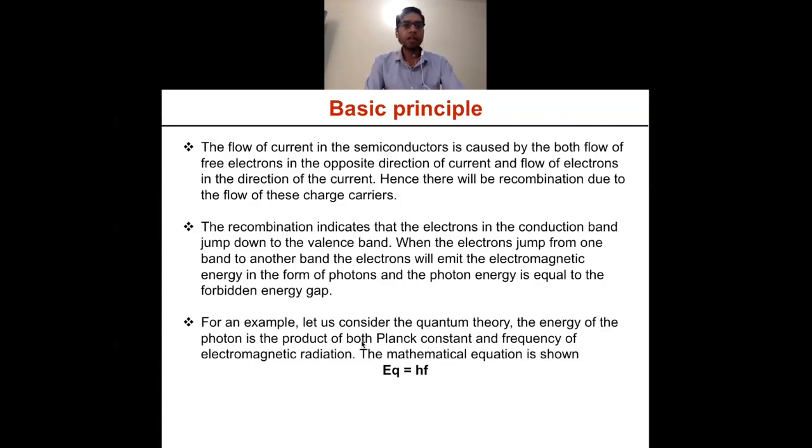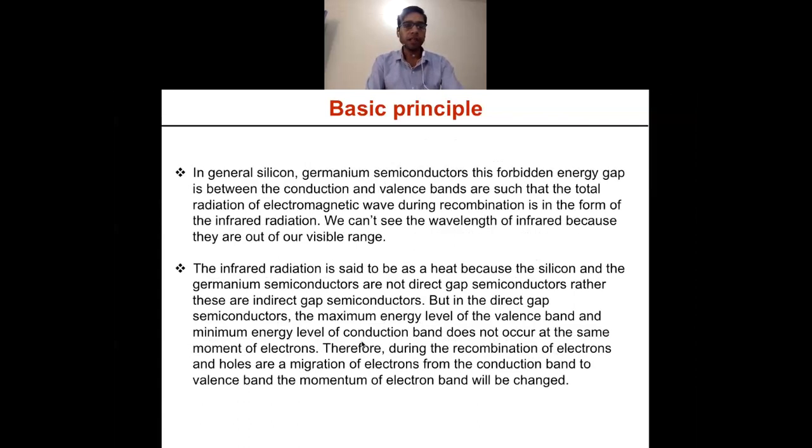For example, the energy of the photon is the product of the Planck constant and the frequency of the electromagnetic radiation. As you can see, E is equal to hν or hf, where h is the Planck constant and f is the frequency of the electromagnetic radiation. In general, in silicon and germanium semiconductors, the forbidden energy gap between the conduction and valence band is such that the radiation emitted is in the form of infrared radiation. We cannot see the wavelength of infrared because it is out of our visible range. That means silicon and germanium semiconductors emit in the invisible range.